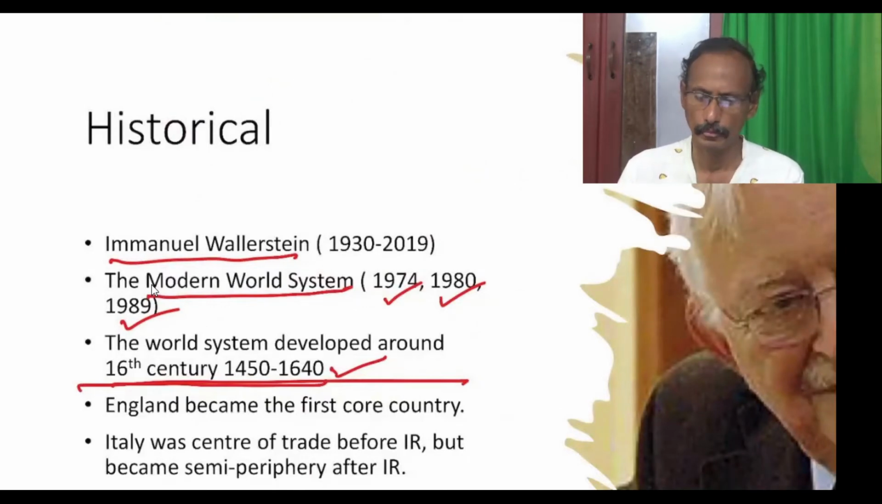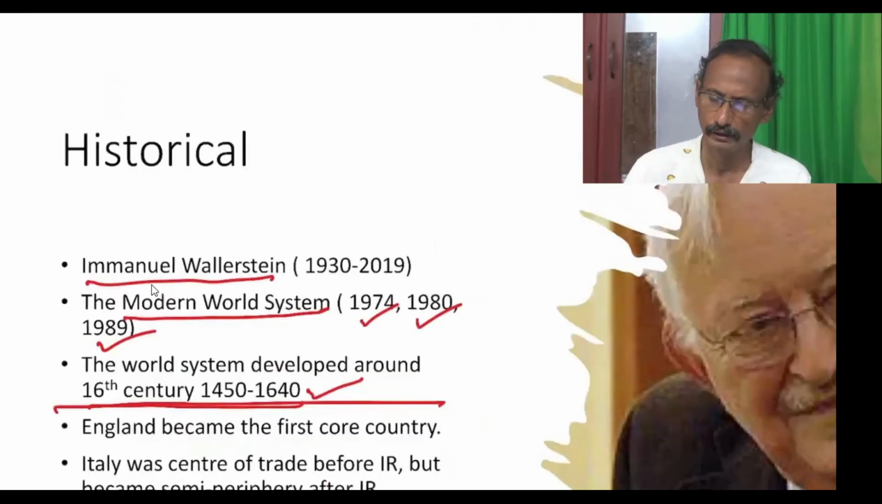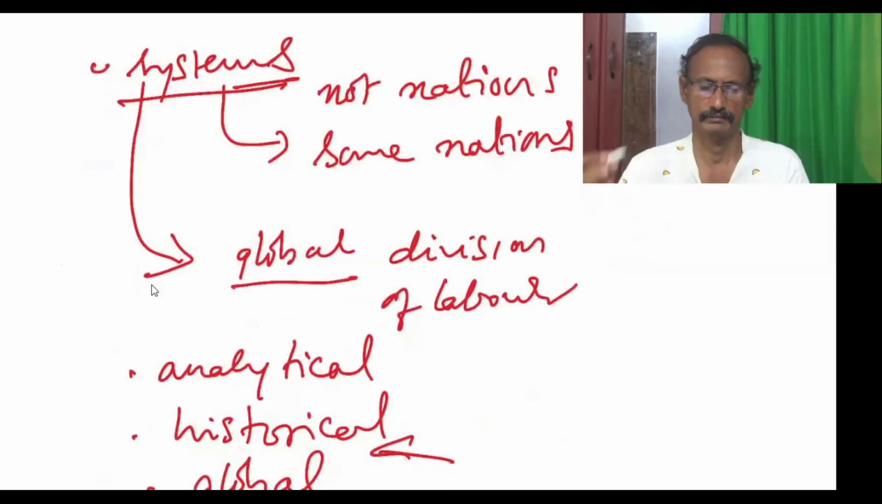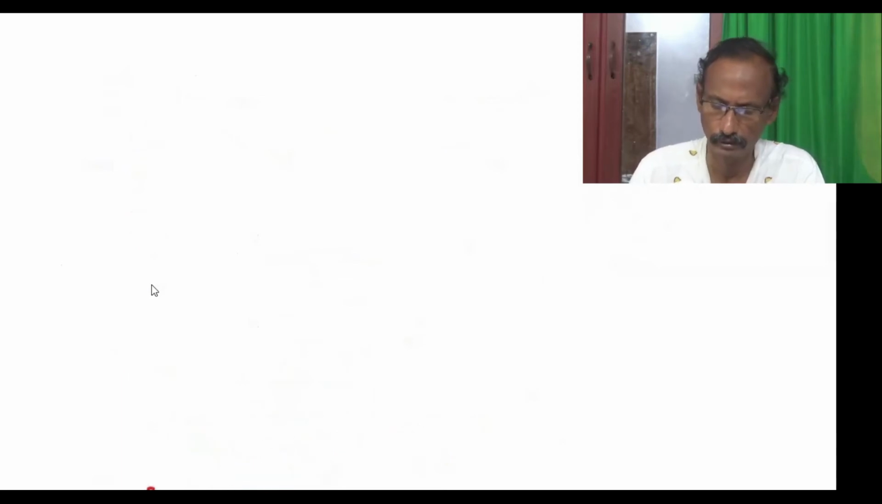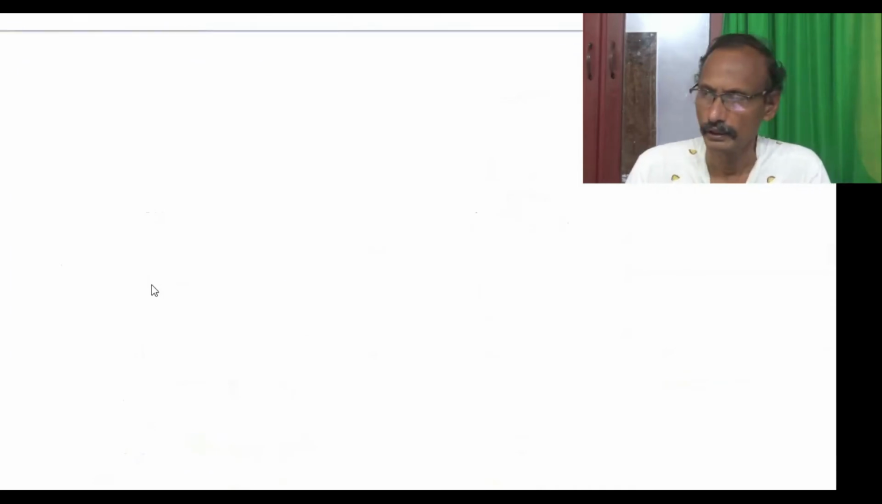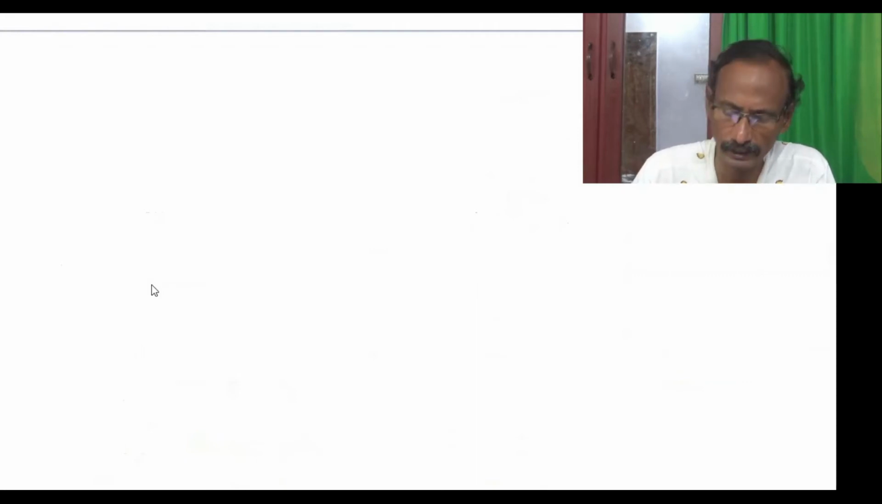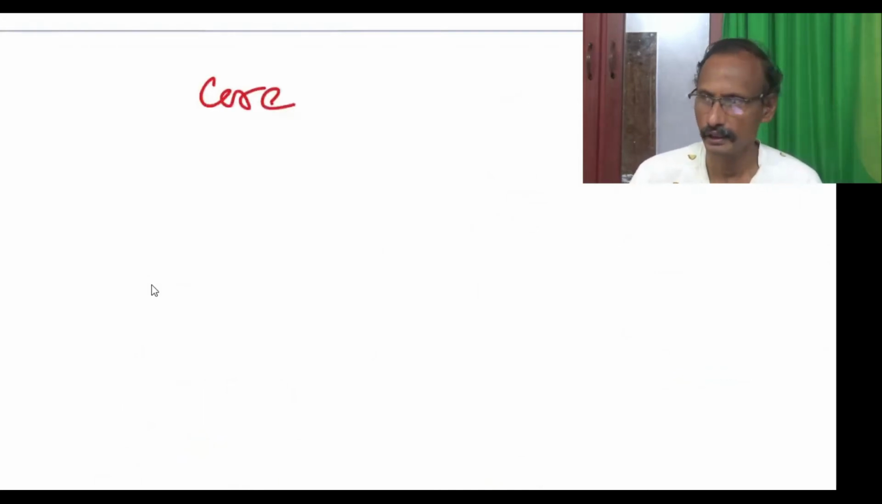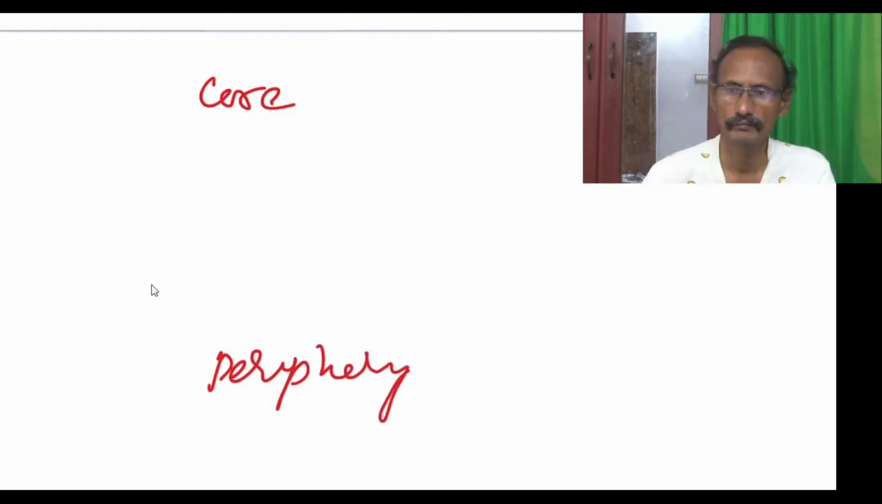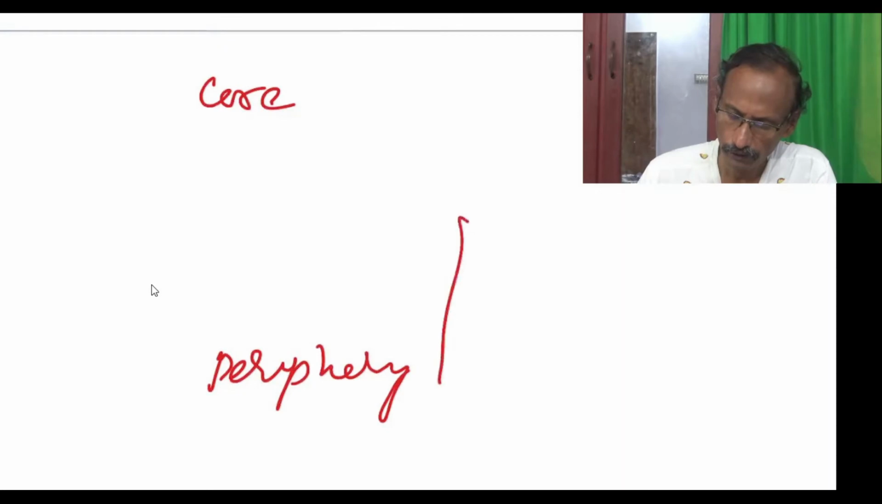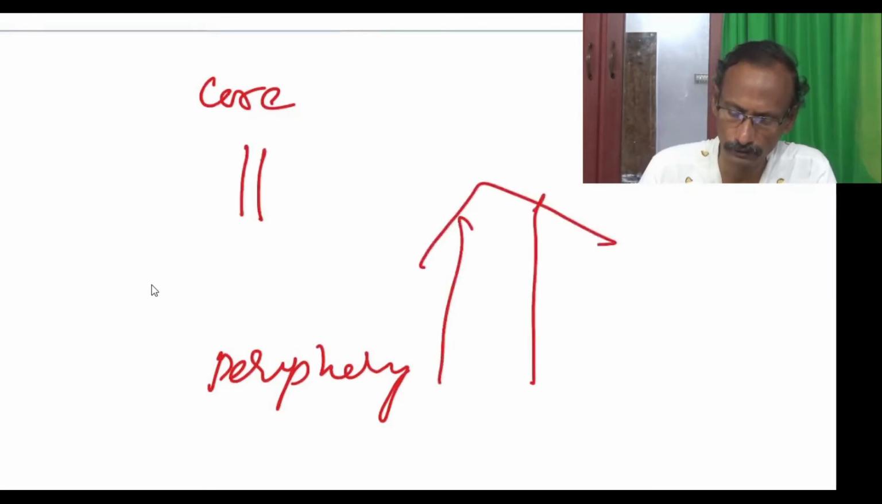What he does is, he looks at it in terms of nations. He divides nations in terms of this process. Some countries are specializing in very high-end activities. He calls them core. And some countries are specializing in very low-end activities. He calls them periphery. Periphery contributes a lot to the core, but the core gives very little to the periphery.